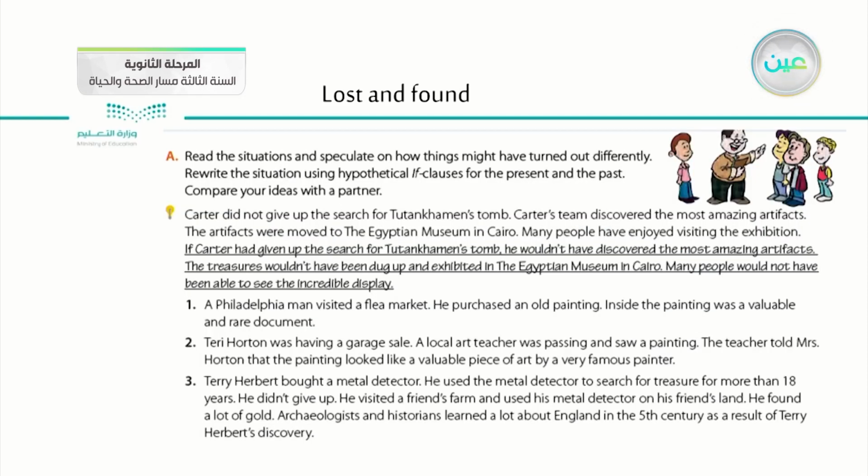Now we have some questions or some examples that we can answer and will help us understand the imaginary situation or expressing criticism or regrets about something in the past properly. We will focus on the first one. Read the situation and speculate on how things might have turned out differently. The first one is an example. So we will try to think about this example, how we answer this question. Then we will go to number 1, 2, and 3 and give you some time so you can answer them correctly.